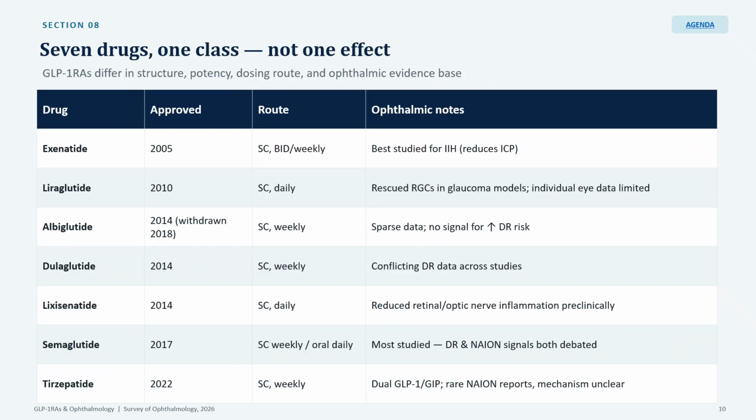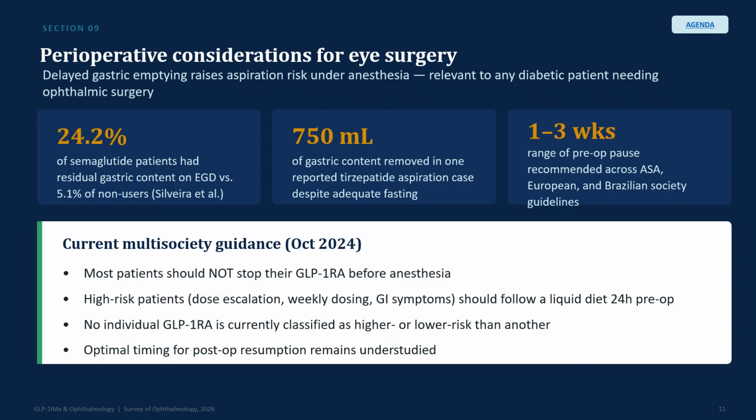Now, these GLP1 receptor agonists are not just a single drug. The most common ones, semaglutide and others, are very popular, but there are many other drugs which come, and all the drugs have been in several studies, and they are giving conflicting reports.